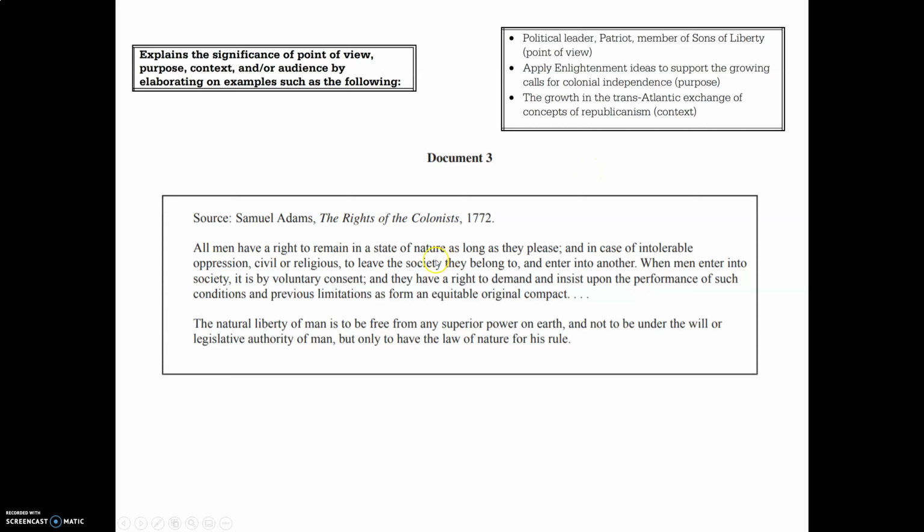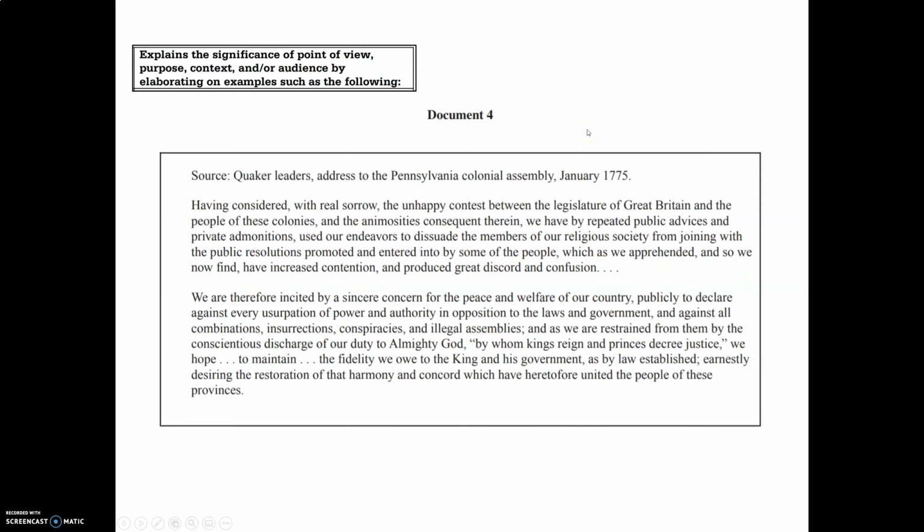We mentioned Rousseau with the social contract, and Locke, this idea of breaking away from this society and joining another. For context, that's the historical situation: the growth in the transatlantic exchange of concepts of republicanism. Republicanism, that's a really good one right here. You can definitely see Republican ideas coming through. And again, little r Republican, not modern day Republican.